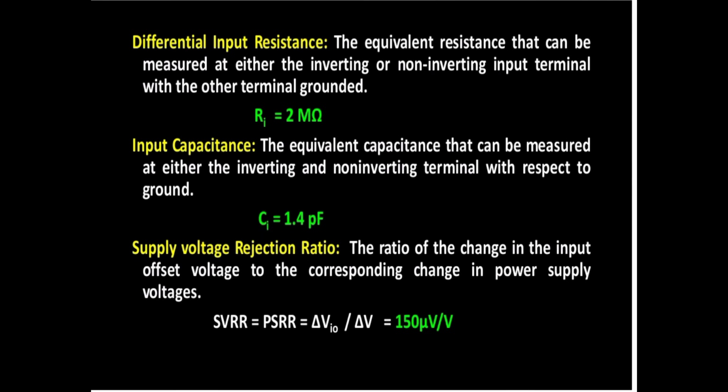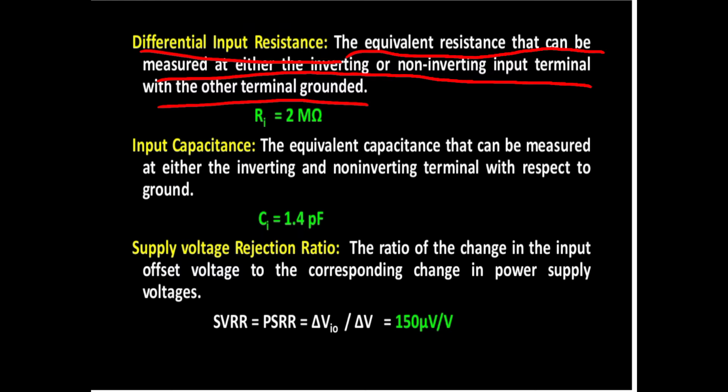Next let's see differential input resistance. What is differential input resistance? It is the equivalent resistance that can be measured at either the inverting or non-inverting input terminal with the other terminal grounded. We can measure at either the inverting or non-inverting terminal, but the other one must be grounded. Then that input resistance is known as differential input resistance. Normally the differential input resistance Ri is equal to 2 mega ohms.